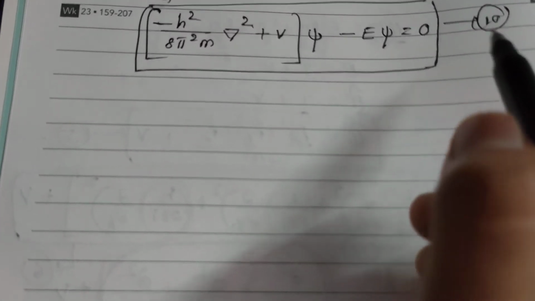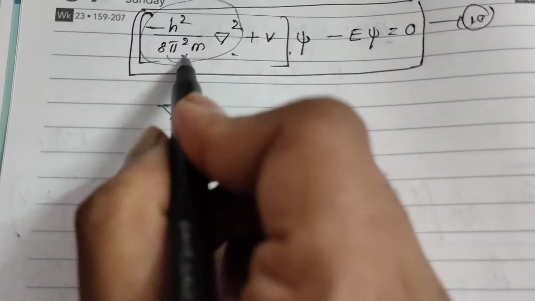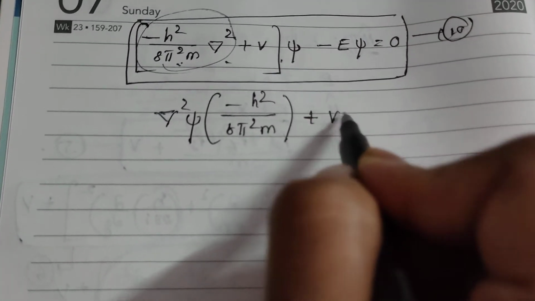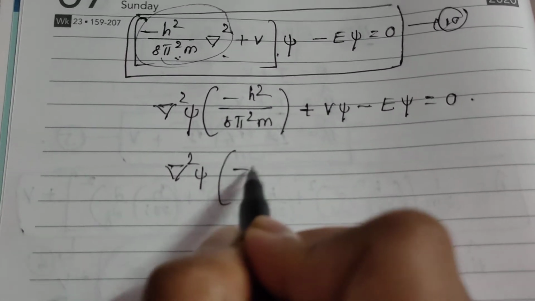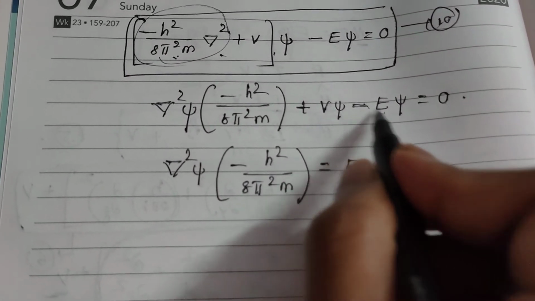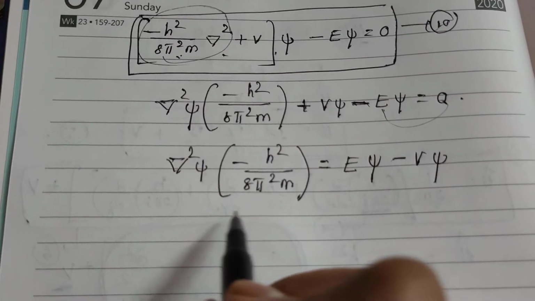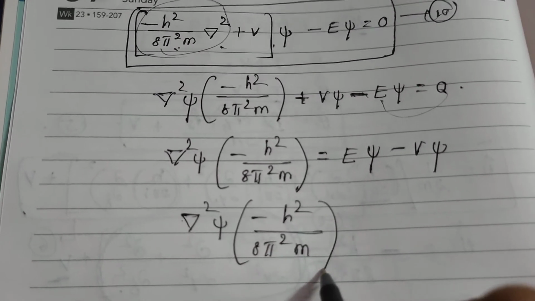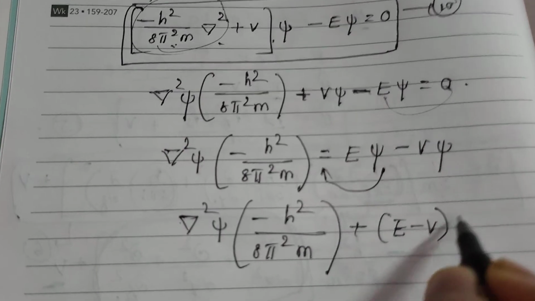This equation 10, we can rearrange by multiplying each term with psi. We can write del square psi, minus h square upon 8 pi square m, plus V psi minus E psi equals 0. And you can also write del square psi minus h square upon 8 pi square m equals, if we take this side it becomes plus E psi, and this term becomes negative V psi. If you take the entire term to this side, plus (E minus V) psi is common.